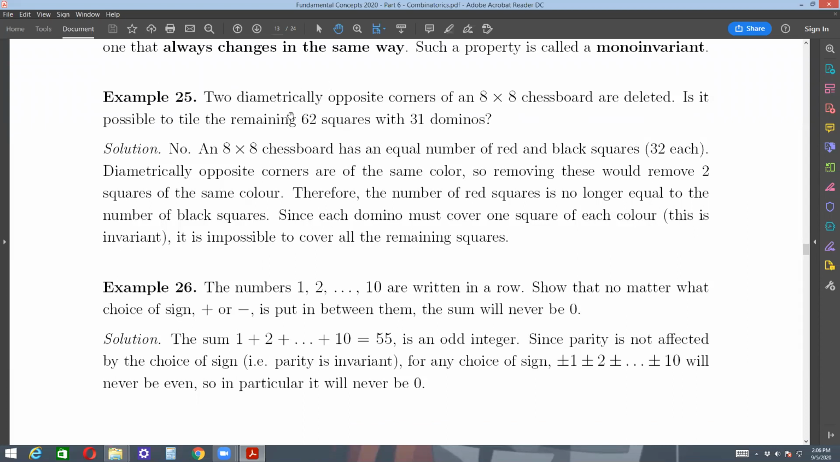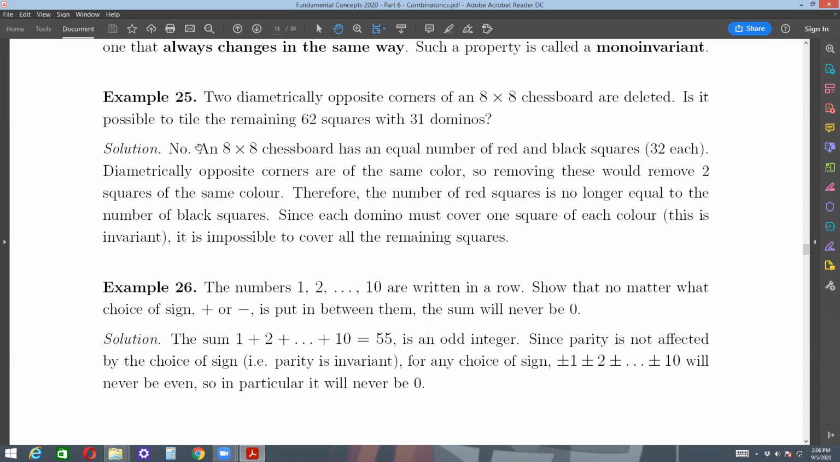So two diametrically opposite corners of an 8x8 chessboard are deleted. Is it possible to tile the remaining 62 squares? Remember, 8x8 is 64, so you remove any two diametrically opposite corners. That leaves you 62 squares, and you want to tile those with 31 dominoes. Now, a domino will cover two spaces, 2 by 1. So technically, these will cover 62 squares as well, and you have 62 squares to fill. The problem is that it doesn't actually work.